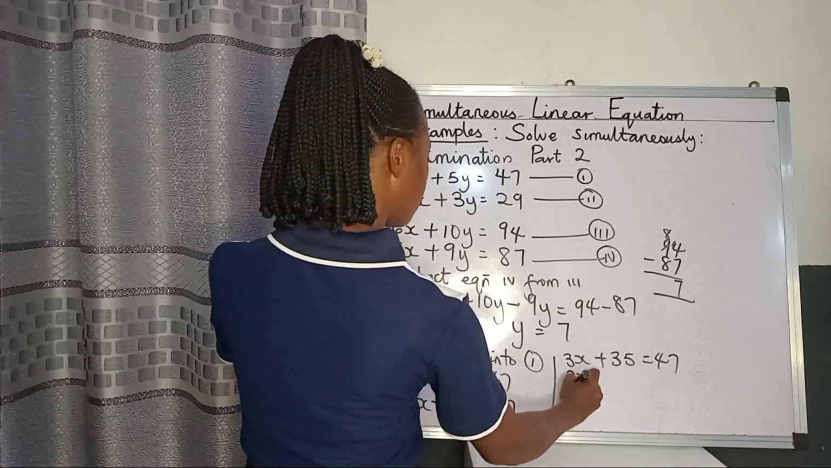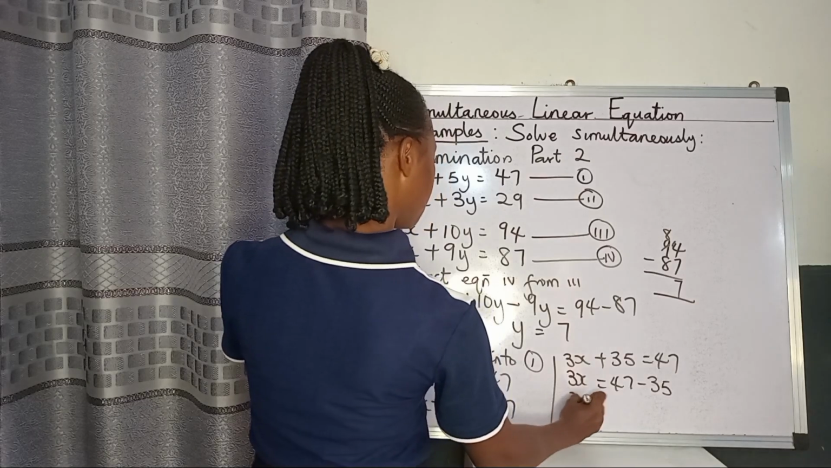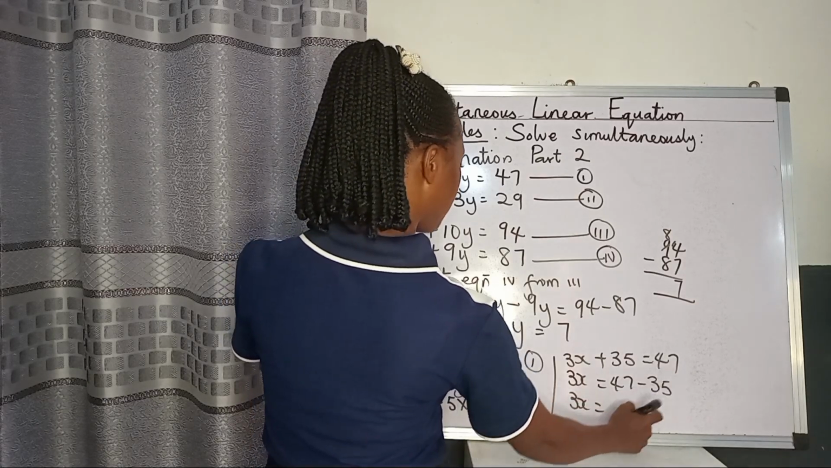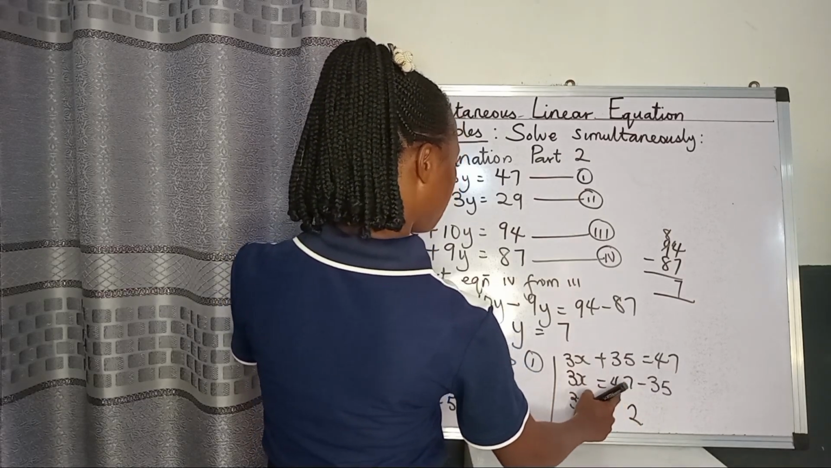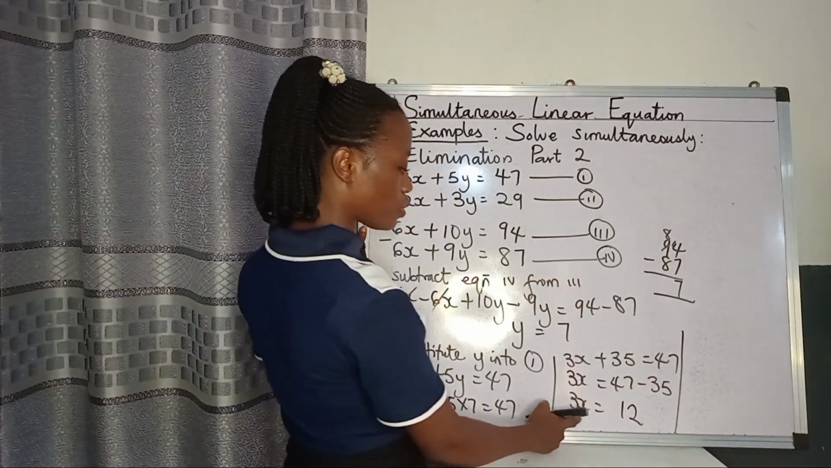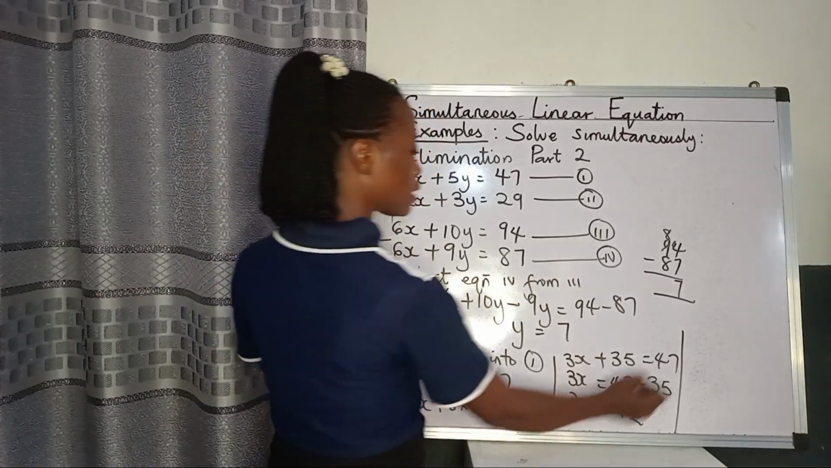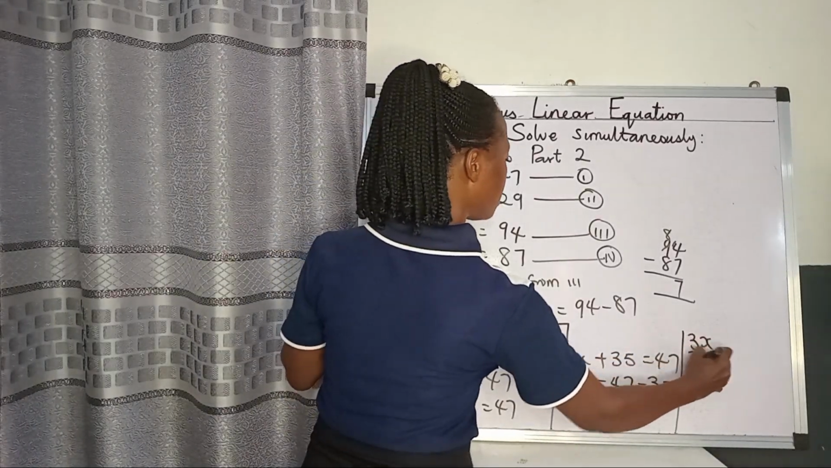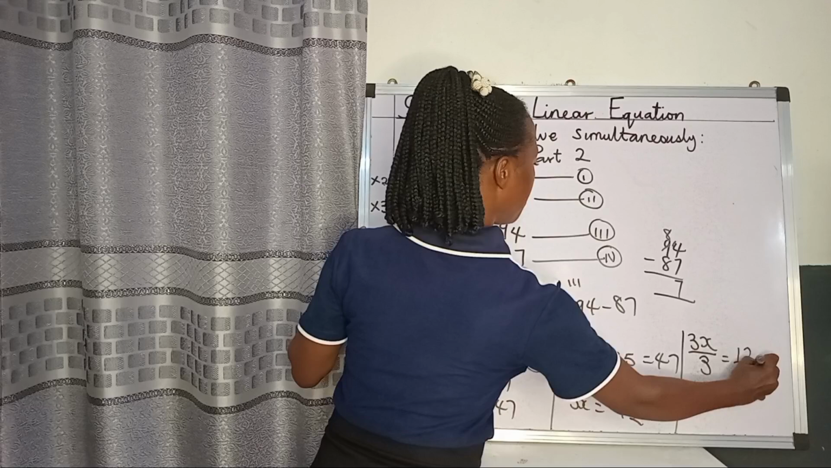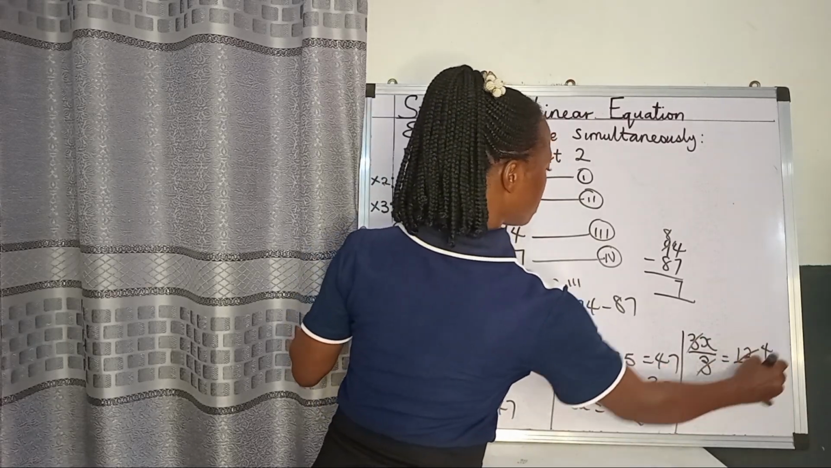Now collect like terms: 3x will be 47 minus 35. Now 7 minus 5 is 2, and 4 minus 3 is 1. Now we have that 3x is equal to 12. To get the value of x, we divide both sides by the coefficient of x. The coefficient of x here is 3, so I'm dividing both sides by 3. 3 cancels 3, that is 1, and 3 in 12 is 4.